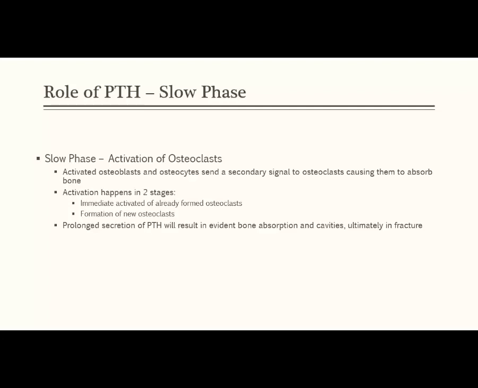Okay, in the slow phase, as the osteoclasts are activated, a signal is sent from the osteoblasts and osteocytes, causing bone reabsorption. So we both activate the osteoclasts that are already there and we make more osteoclasts. And when PTH, parathyroid hormone, is secreted in high quantities over a long period of time, we'll get bone reabsorption, we'll get cavities in the bone, ultimately we'll get osteoporosis and fractures of the bones.